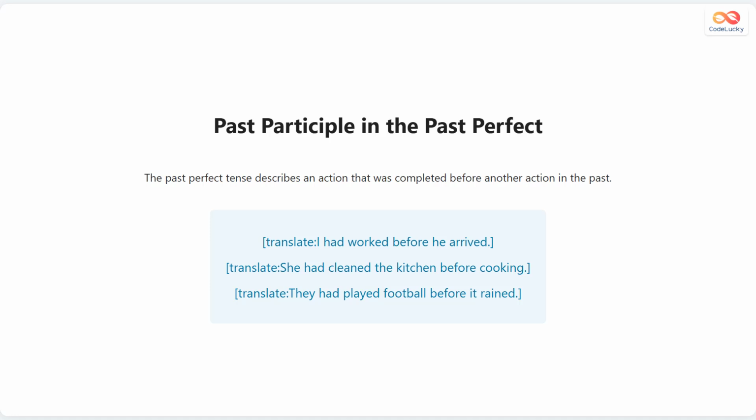The past perfect tense uses had plus the past participle to talk about an action that was finished before another past event. For instance, I had worked before he arrived means the working happened first. She had cleaned the kitchen before cooking tells us the cleaning was completed earlier. They had played football before it rained shows one past action happening before another. The past perfect makes the order of events very clear.